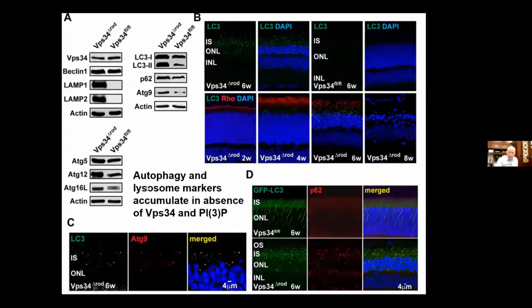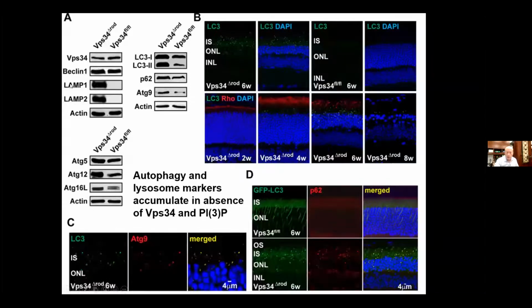And the autophagy markers, LC3, ATG9, and P62, all co-localize as expected for formation of correct autophagosomes. So based on these findings and the electron microscopy, PI3P is not required for the formation of autophagosomes, but it's necessary for the processing of autophagosomes. So when you delete it, what you end up with is an accumulation of autophagosomes.